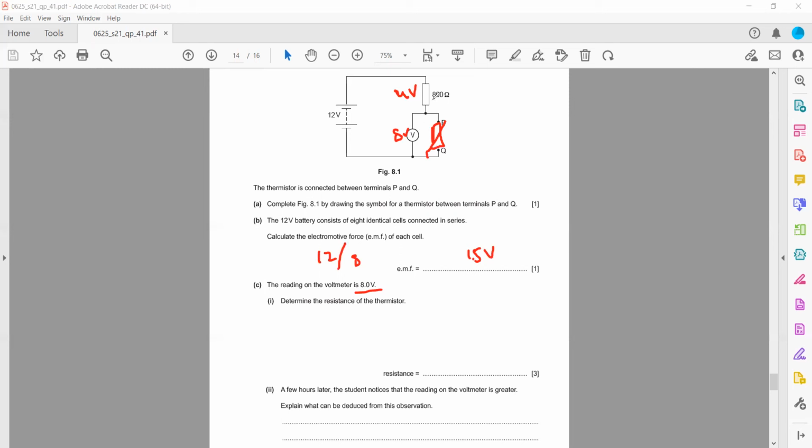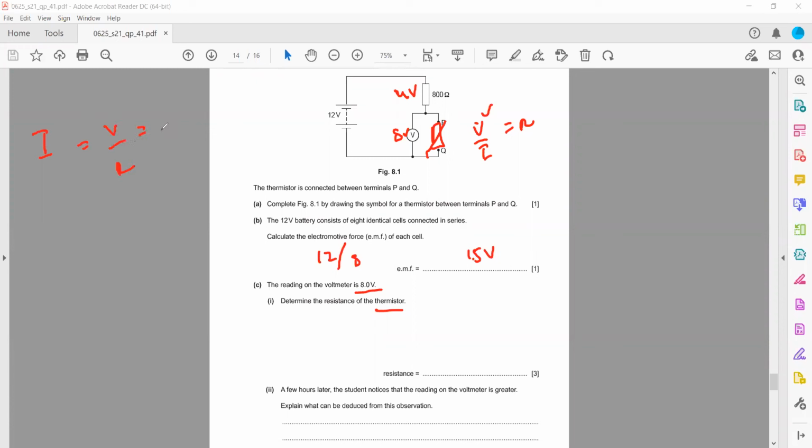Because it is in series, we have to determine the resistance. To determine the resistance, we need voltage. V is equal to IR, so R is equal to V divided by I. So we have the voltage, we need a current. How to get the current? Because they are in series, the current in the 800 ohm resistor will be the same as the current in the thermistor. So for the current in the 800 ohm resistor, V equals IR, so I is equal to V over R.